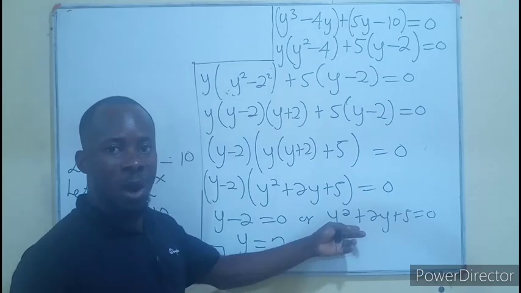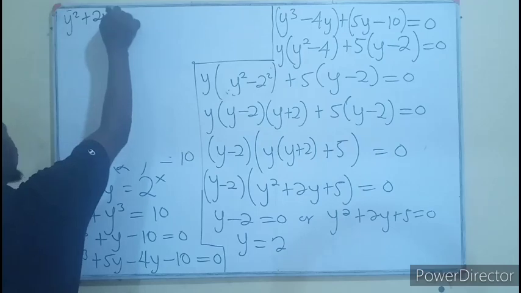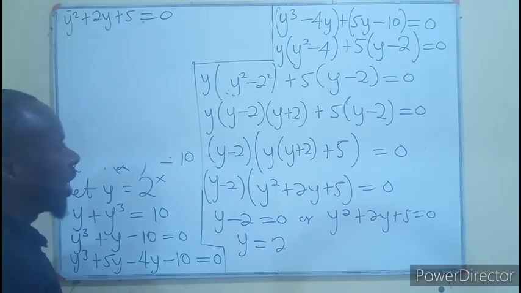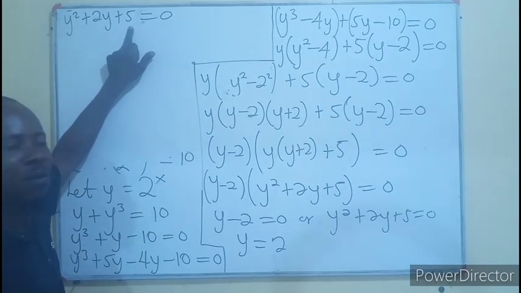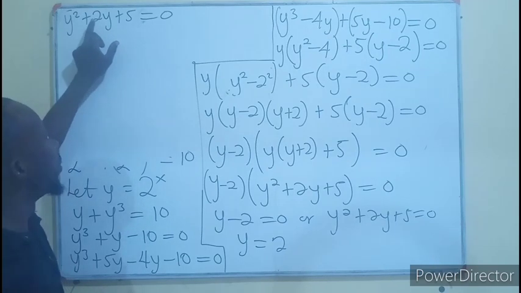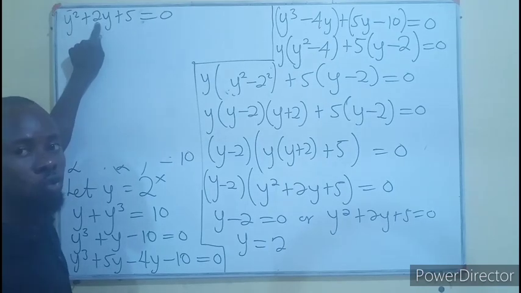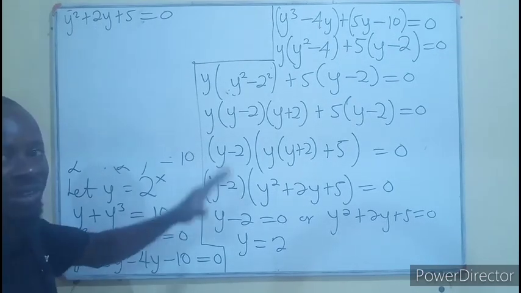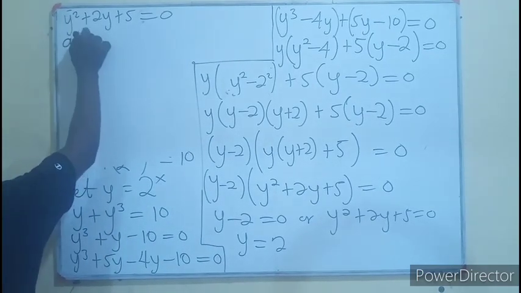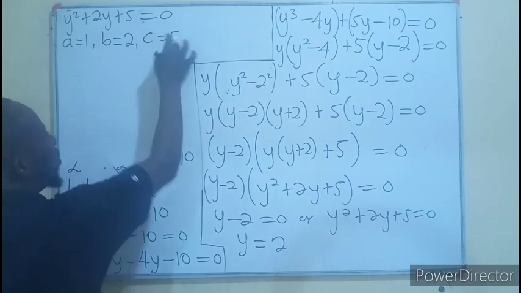So this becomes a quadratic equation where we have y squared plus 2y plus 5 equals 0. Per factorization, we need the factors of 5 that, when you add, you get 2. And the factors of 5 is just 1 and 5. So we will not get any addition or subtraction to give us 2. So we use the quadratic formula, where here our a is going to be 1, our b is going to be 2, our c is going to be 5.